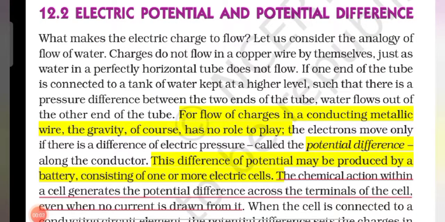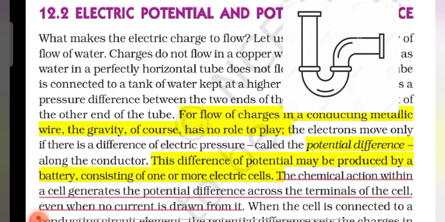Now our next topic is electric potential and potential difference. First of all, we'll be discussing what makes electric charge flow. Here they have explained it with the example of how water in a horizontal tube flows. To make the water flow through the tube, one end of the tube must be connected at a higher level, creating a pressure difference between the two ends of the tube. And this is how water flows in a tube.